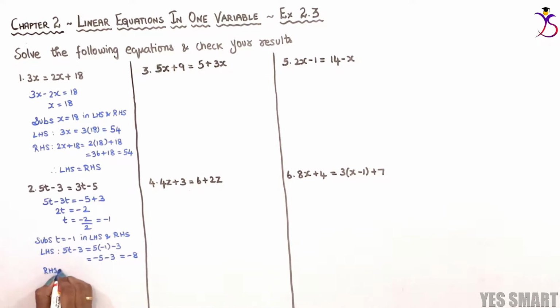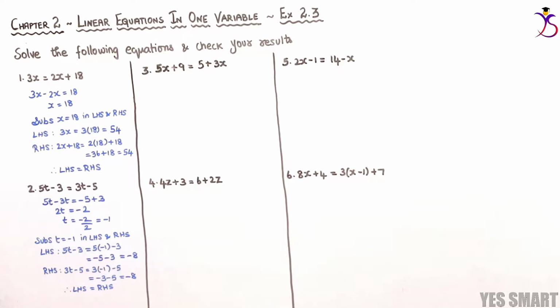Similarly, RHS 3t minus 5. Instead of t, we will substitute minus 1. 3 into minus 1 minus 5. 3 into minus 1 is minus 3. And we have the minus 5. Minus into minus is plus. When we add, we will get 8. Greater number sign is negative. So it is minus 8. Therefore, now LHS is equal to RHS. Hence, we have verified our result.